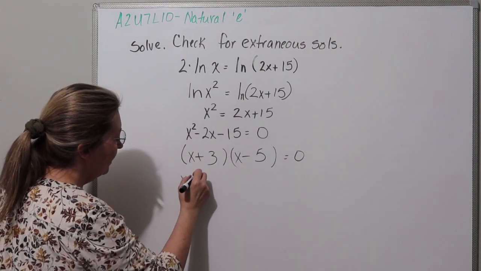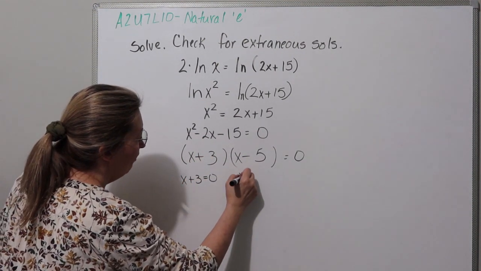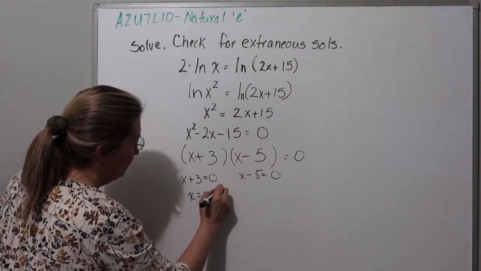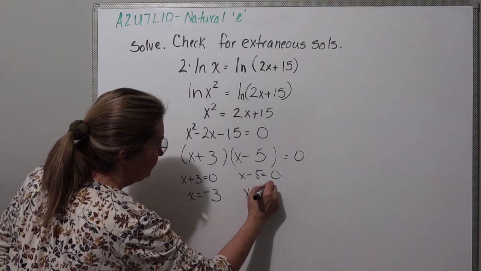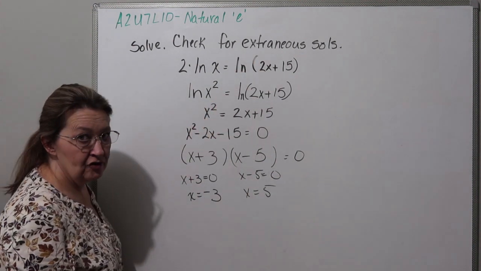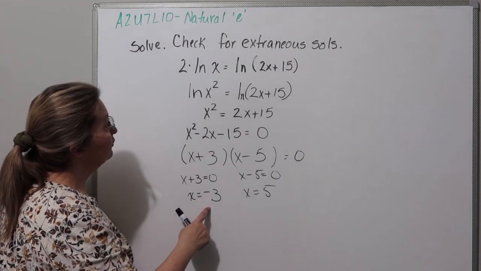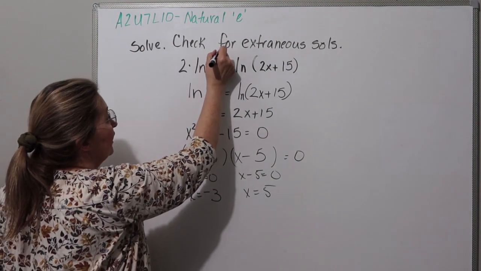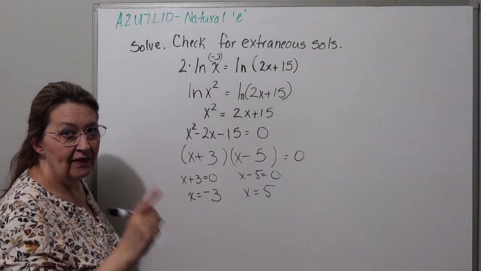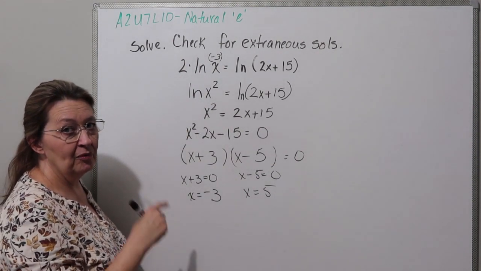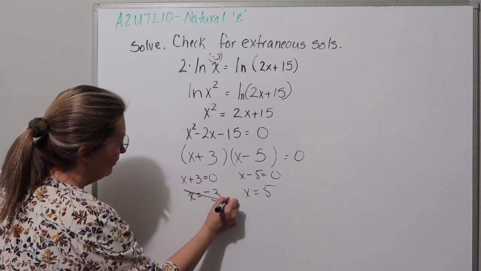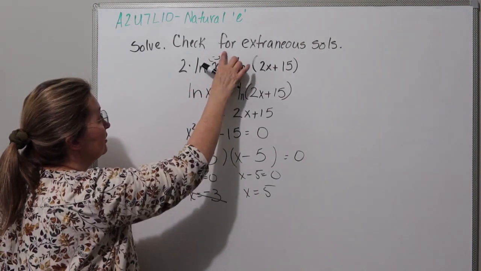Then you set each side equal to 0 and solve. So I have x is equal to negative 3 or x is equal to 5. Now, I do need to check them for extraneous roots. So if I take negative 3 back up here and fill it in for x, right off the bat, I have natural log of negative 3. And that is not allowed. That negative number is not in the domain of logs. So I can cross it out. It is an extraneous solution.